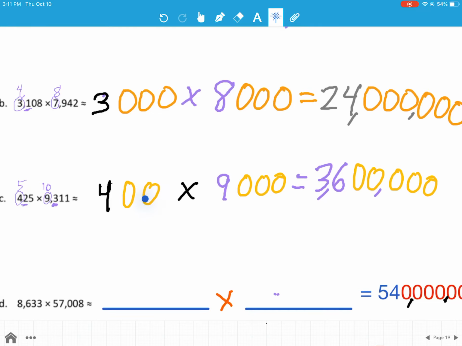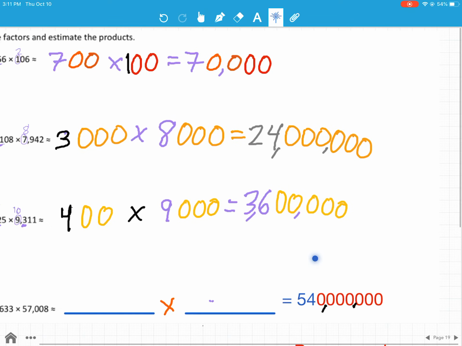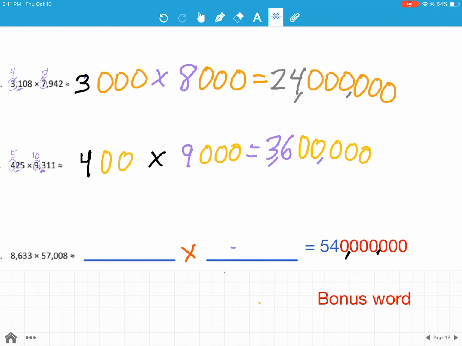Then we move the zeros over, because this is 100 times 1,000. And that equals 100,000. All right, on this last problem, they actually give you the answer, and you have to figure out what did they use.